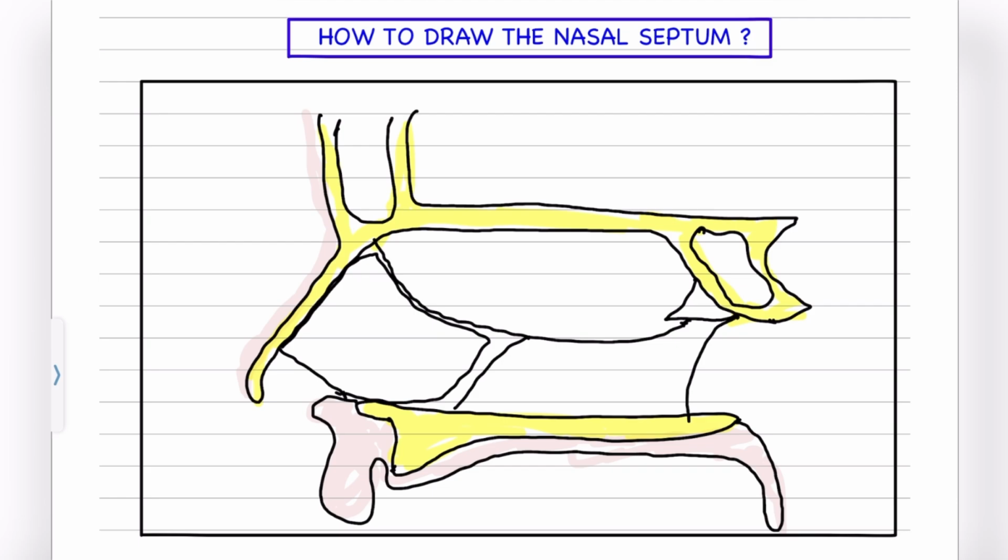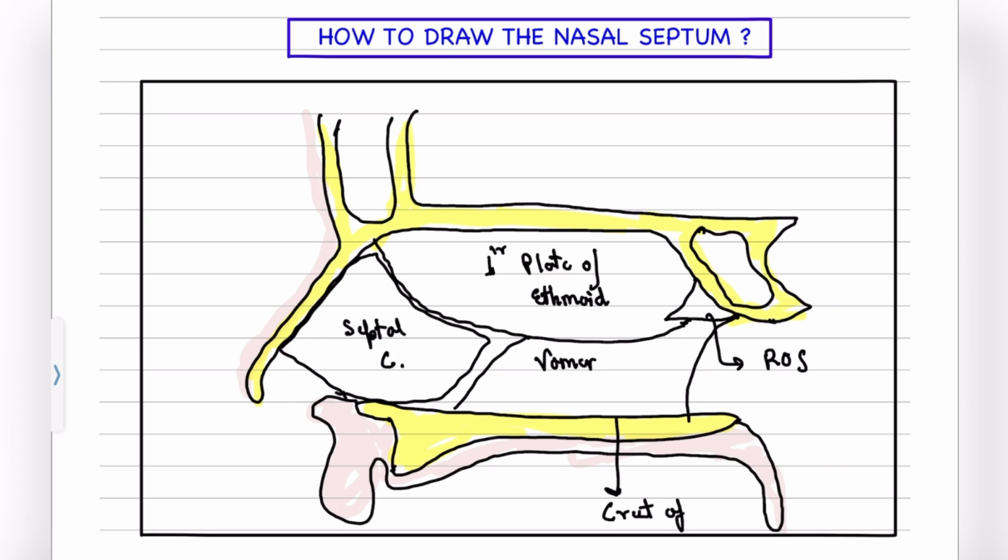Now let me just indicate the bones. This is the perpendicular plate of ethmoid, then this one is the vomer, and finally this one we have the septal cartilage. All right, now this is the rostrum of sphenoid, then we have the crest of palatine, and just here we also have the crest of maxilla.